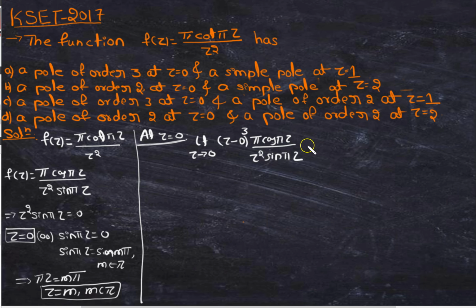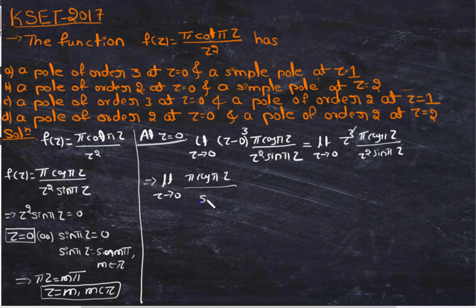Now simplify this one. It becomes the limit as z tends to 0 of z cube pi cos pi z divided by z square sin pi z. The z square cancels. Now once again this can be written as the limit as z tends to 0 of pi cos pi z as it is, divided by sin pi z.